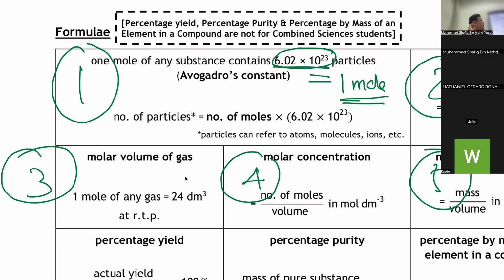For those who don't understand what a mole is, that is the first thing you must understand. 1 mole of anything is 6.02 times 10 to the power of 23. And what is that thing? It's called particles. But let me clarify one thing. Particles can refer to a lot of things. Particles can refer to atoms or molecules or ions. Your syllabus usually will cover atoms to molecules. Ions are very rare, but you can just take note of that.